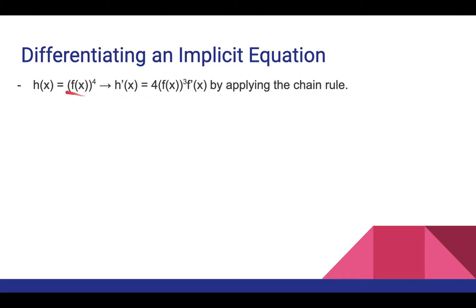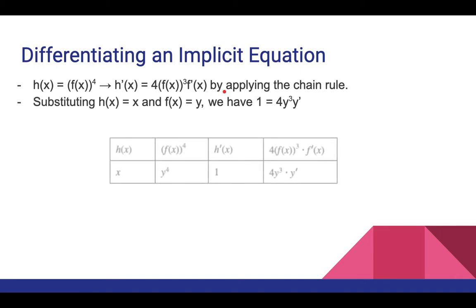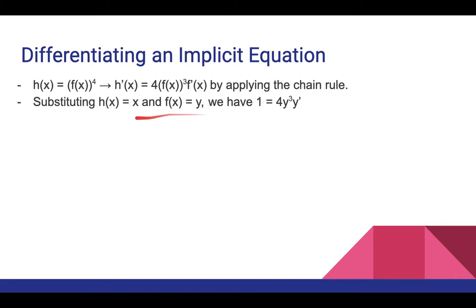Again, f is our inner function, our outer function is something to the 4th power, so our derivative is going to be 4 times f cubed times the derivative of f with respect to x. Now we're going to substitute h of x equals x and f of x equals y into the above result, to get h prime of x is going to be 1, and the right-hand side is just going to be 4y cubed times y prime. We'll see y in a second, okay?